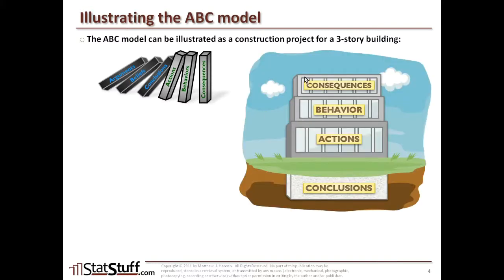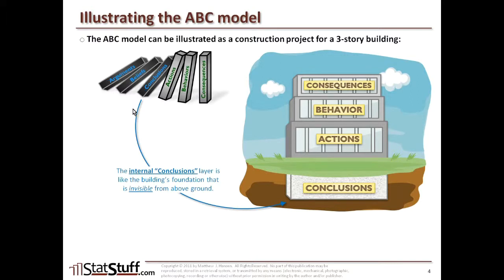If we use the example of constructing a three-story building, we can say the internal layers serve as the foundation for the building. Just like a foundation is typically invisible from above ground, something that's underground, in this way the foundation is what's invisible to others. That is, these internal attributes of the ABC model.